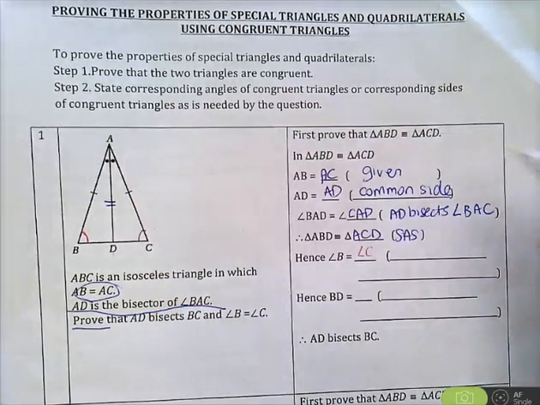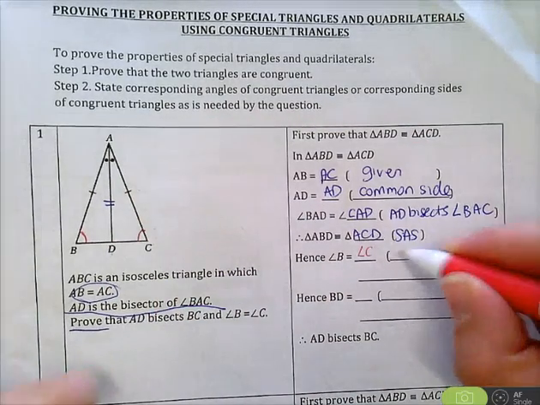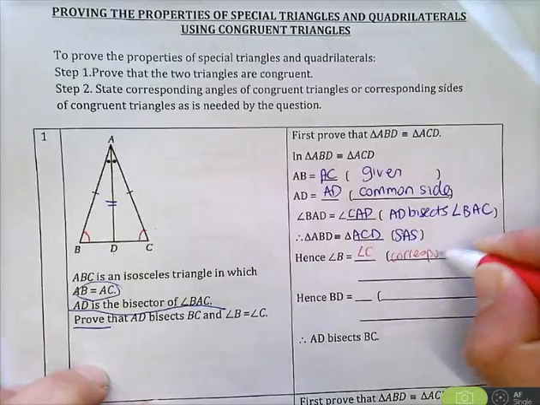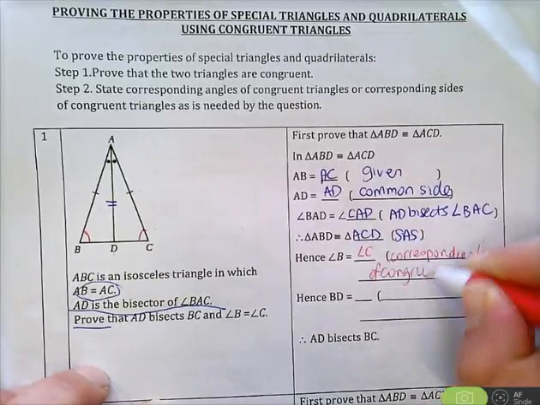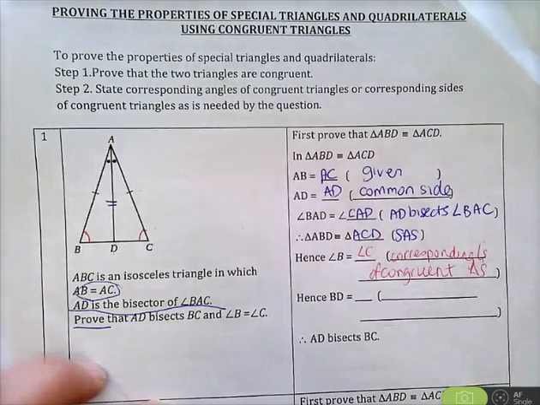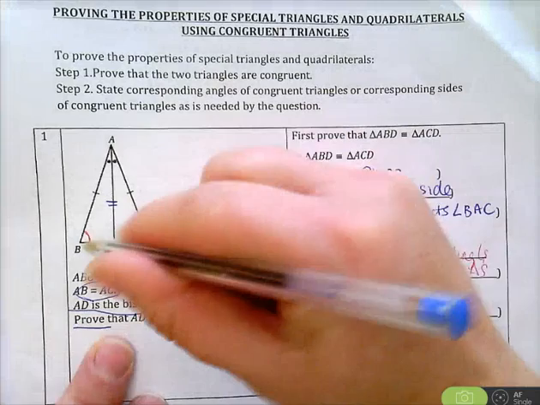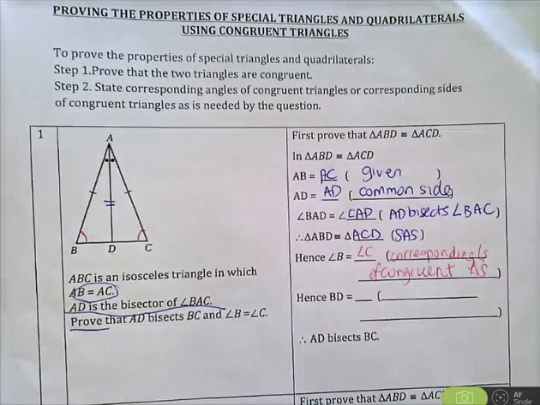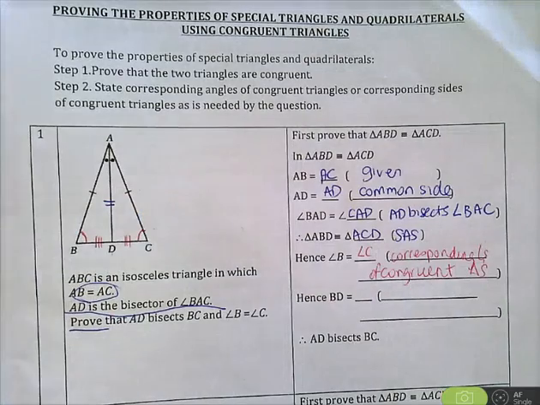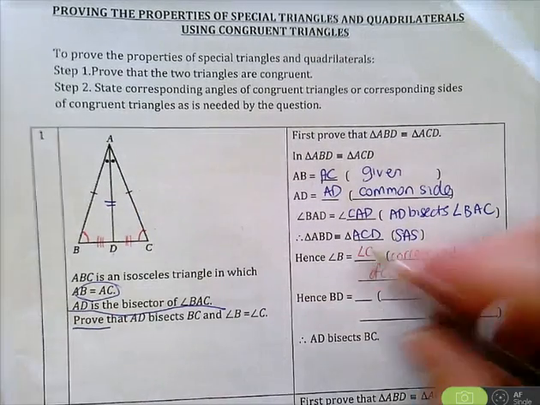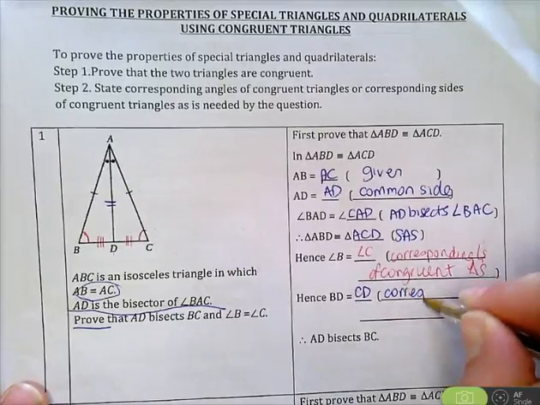Why do those two angles equal each other? I've just proven that the two triangles are congruent, so they are corresponding angles of congruent triangles. And also we know that BD equals what? DC. Why do you know that those two are equal? I put triple dashes on those. BD equals CD, corresponding sides of congruent triangles.